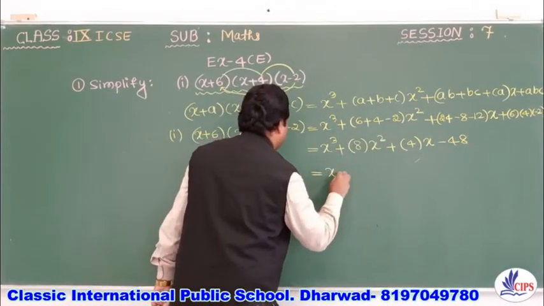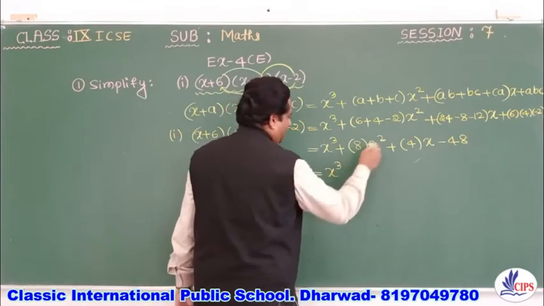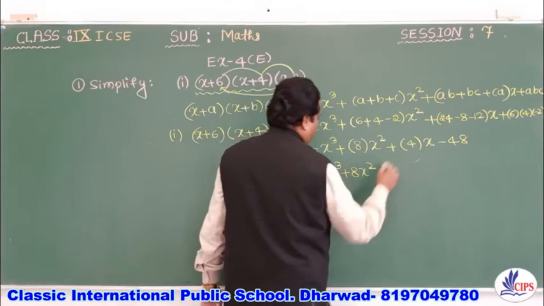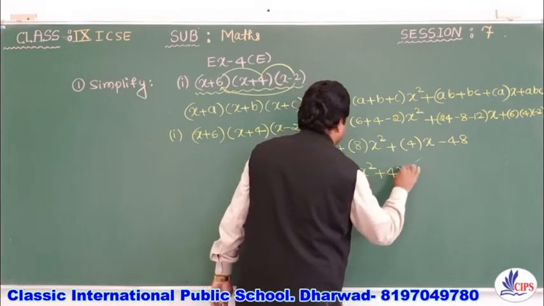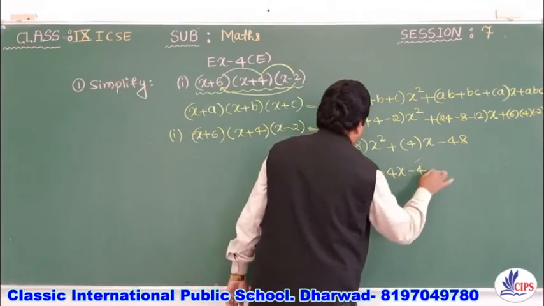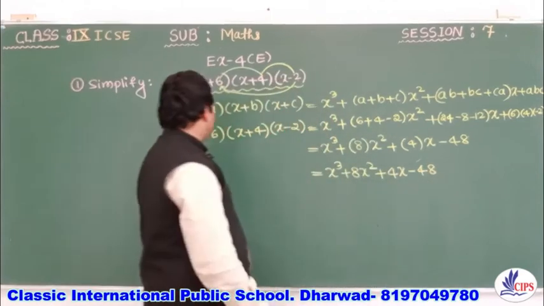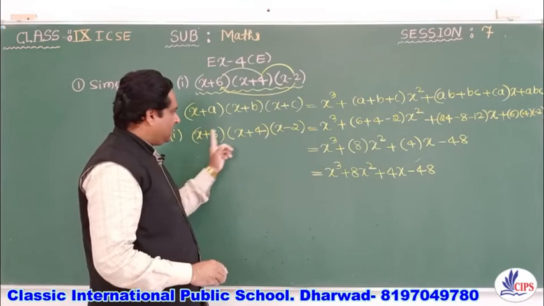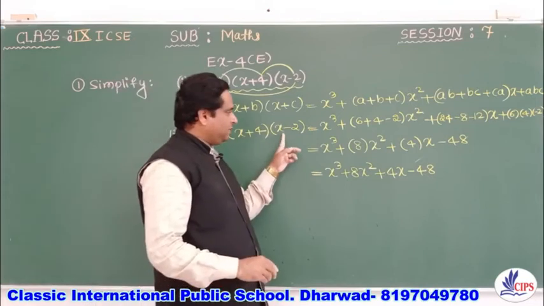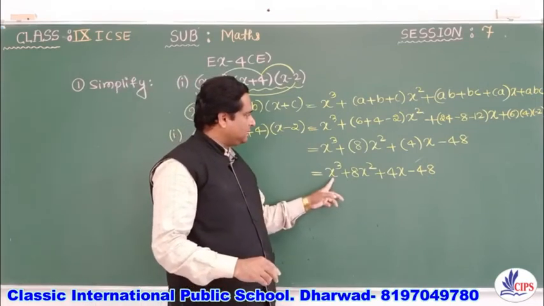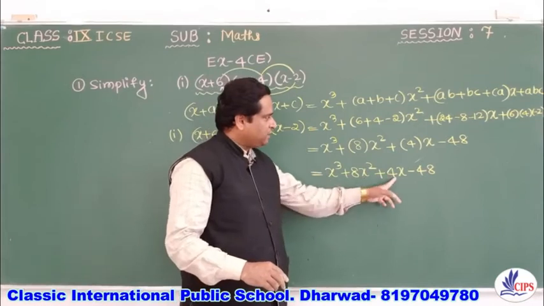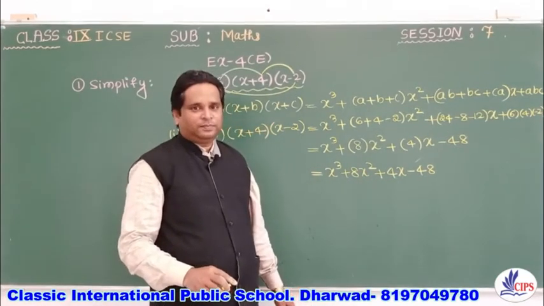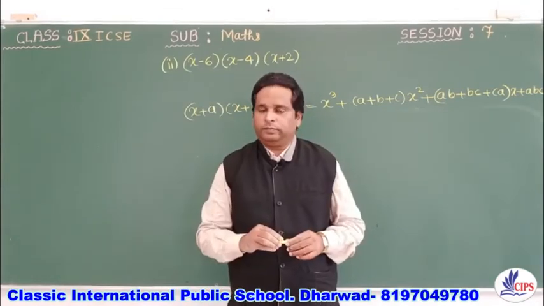Then finally you write it here. I'll write x cube as it is. Then 8 into x square, 8x square. 4 into x, 4x minus 48. So here the expansion of (x plus 6)(x plus 4)(x minus 2) will be x cube plus 8x square plus 4x minus 48. Understood, children? Okay.